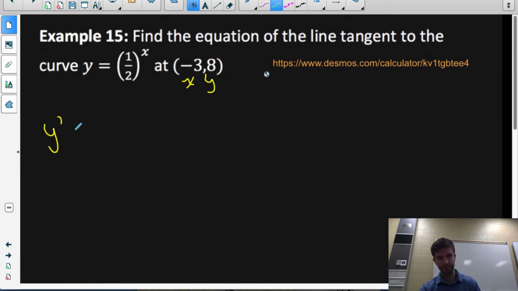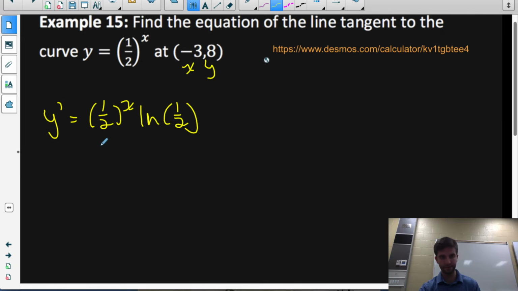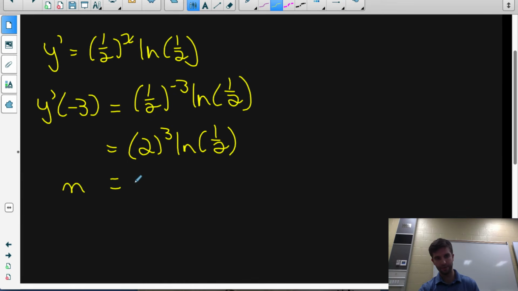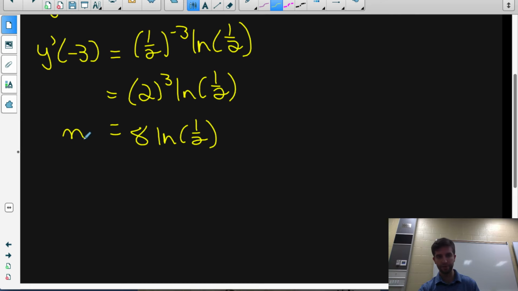So to do that, I just find the equation of the derivative, which is (1/2)^x ln 1/2, and then plug in the x value of -3 into this equation, and it'll tell me the slope of the tangent at that x value. So let's plug in -3. And I know the exponent rule: when I have a negative exponent, I can flip the base and change the sign of the exponent to positive. So I've got 8 ln 1/2. That's my slope. M equals 8 ln 1/2. So that's the slope of the tangent line.